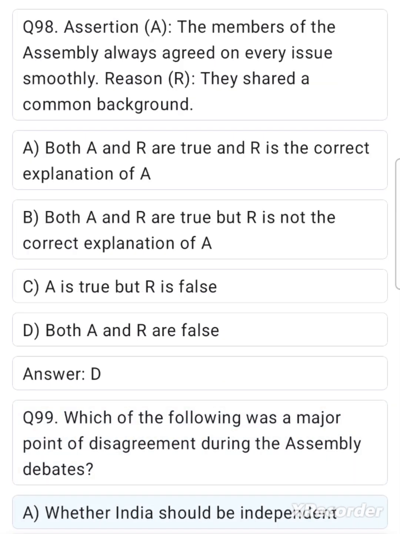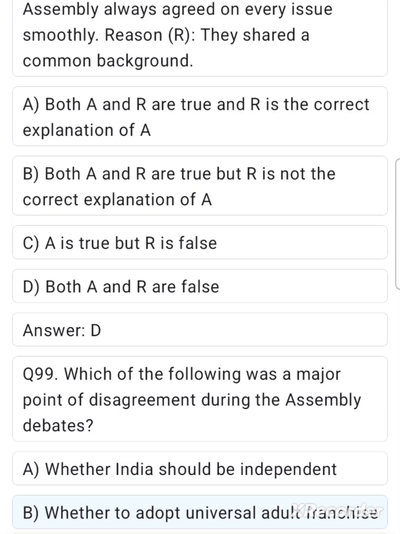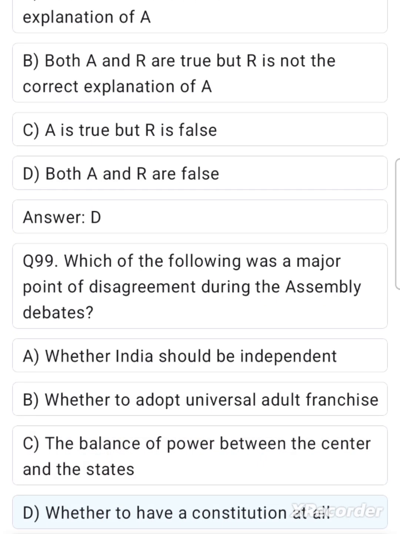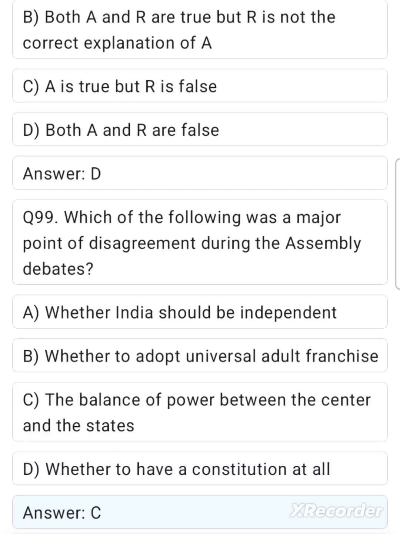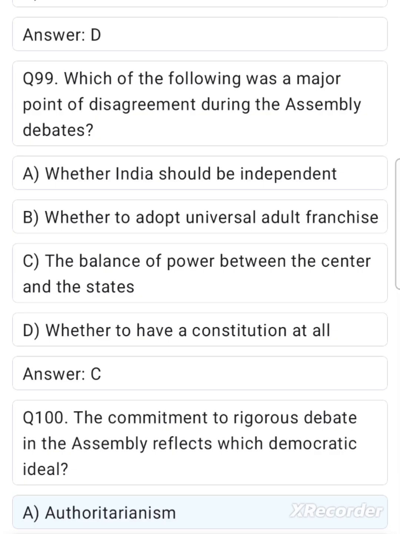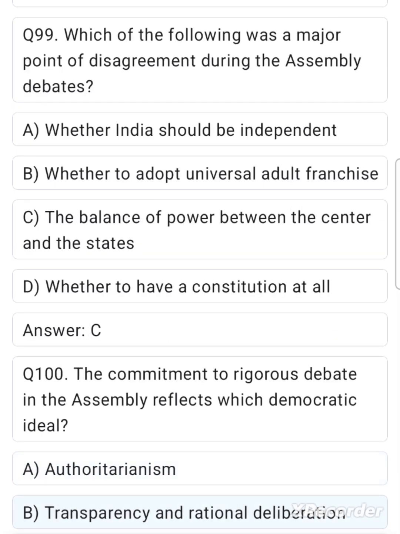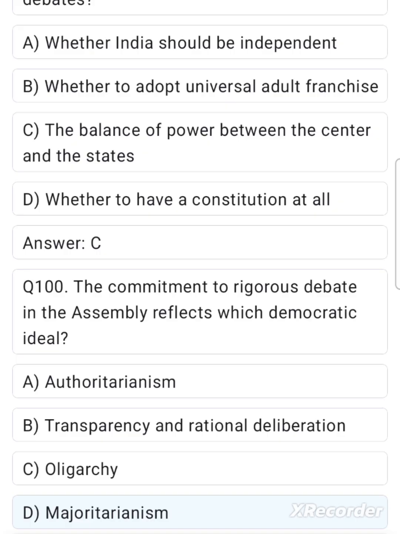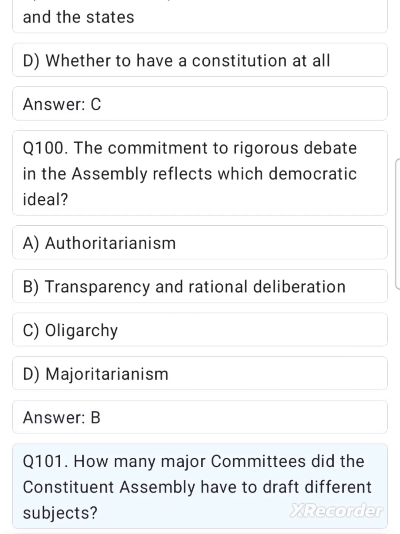Q99. Which of the following was a major point of disagreement during the Assembly debates? A. Whether India should be independent. B. Whether to adopt universal adult franchise. C. The balance of power between the center and the states. D. Whether to have a constitution at all. Answer C. Q100. The commitment to rigorous debate in the Assembly reflects which democratic ideal? A. Authoritarianism. B. Transparency and rational deliberation. C. Oligarchy. D. Majoritarianism. Answer B.